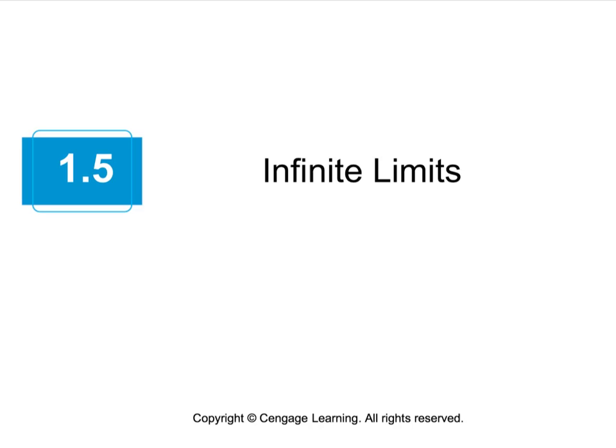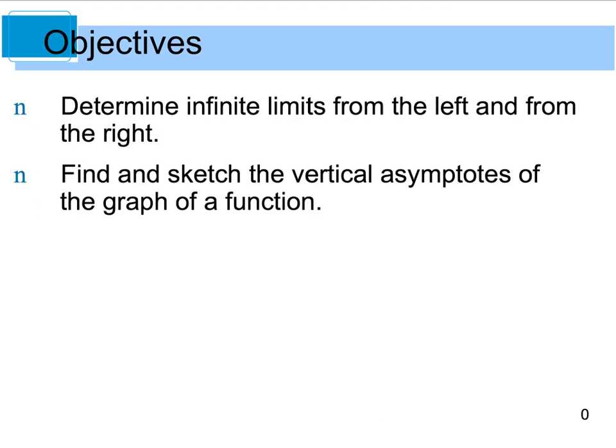Today we're going to look at Section 5, which deals with infinite limits. When we are done with Section 5, you should be able to determine what an infinite limit is from the left and from the right, and be able to not only find but sketch vertical asymptotes as well.